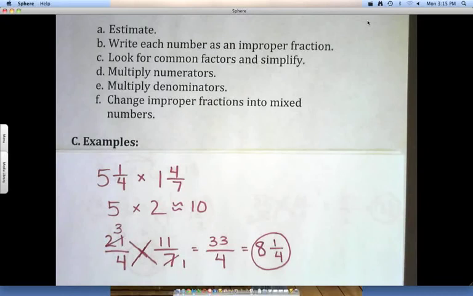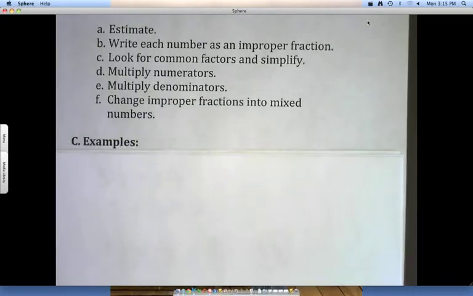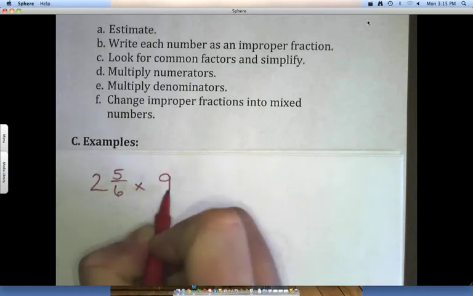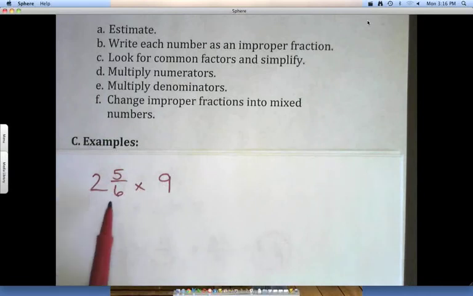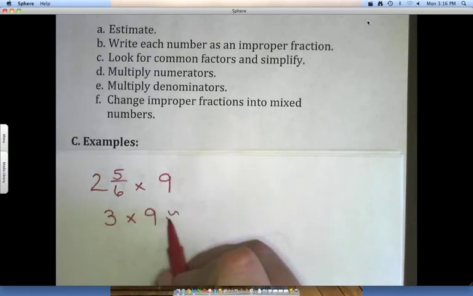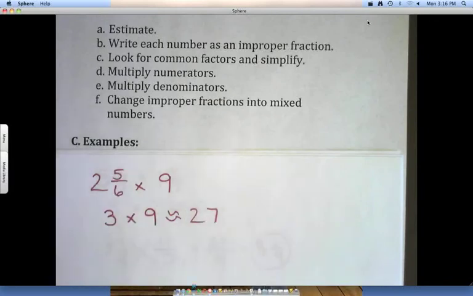One last example. Let's do 2 5/6 times 9. Again, my estimate, this 2 5/6 would become 3. My 9 would stay 9. So 3 times 9 equals 27. Step B, up above, write each number as an improper fraction. 2 5/6 would be 17, because 6 times 2 is 12, plus 5 is 17 over 6. My 9 is already an improper fraction when I put it over 1.